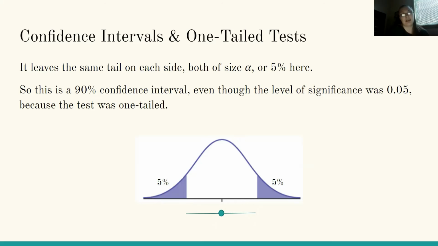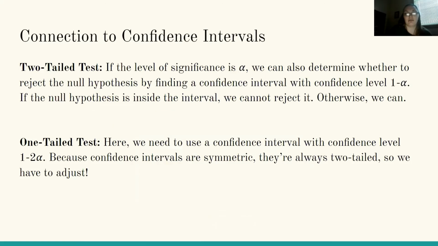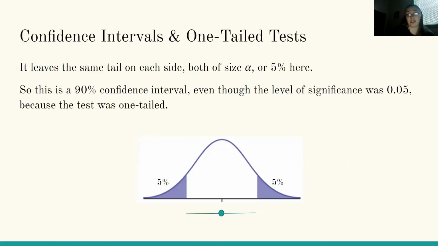We need to think about what's happening to the other tail for the confidence interval. So this might be useful on the project, just to remember these rules. And it's all about the idea that confidence intervals are always symmetric and hypothesis tests aren't necessarily.